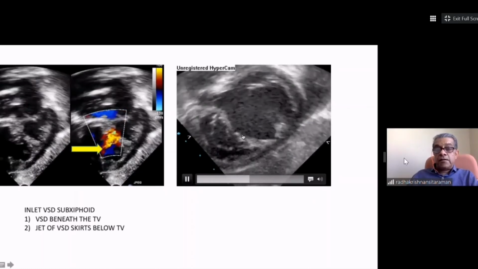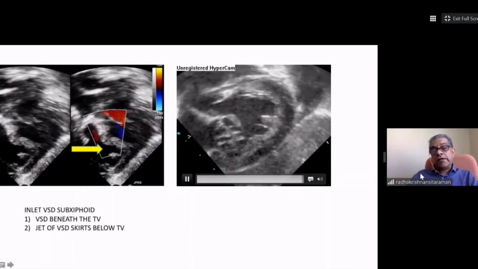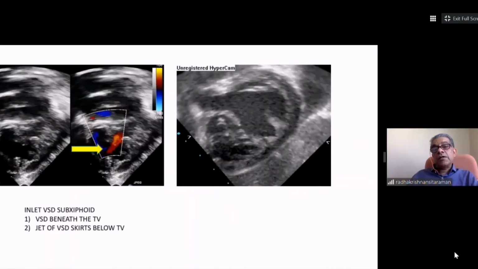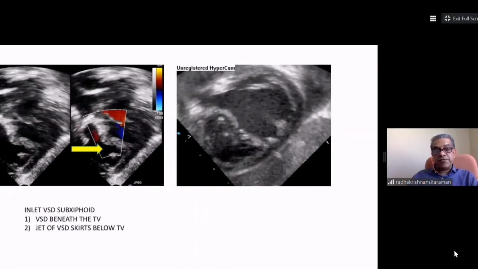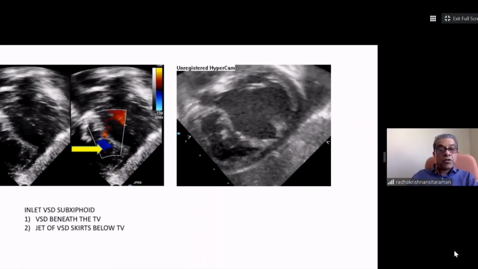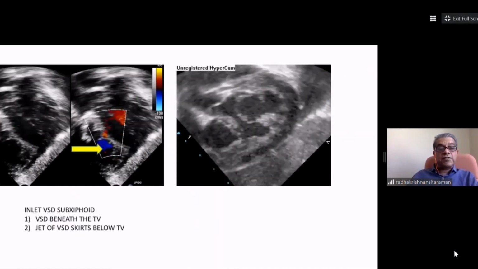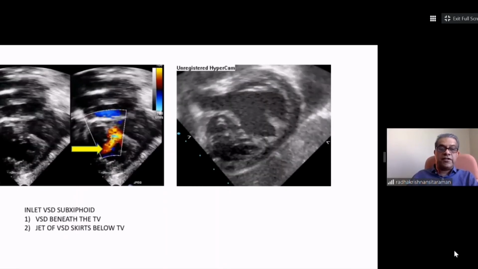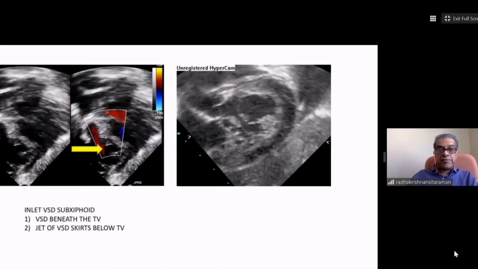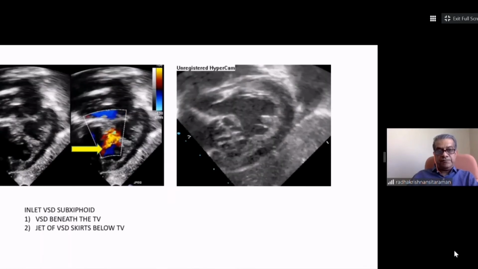And one has to be very careful as far as device closures are concerned, in order not to damage the tricuspid valve during this procedure. So understanding the anatomy becomes extremely important. This is a so-called muscular inlet type of ventricular septal defect, which is so closely related to the tricuspid valve. So one has to be very careful in doing an intervention.